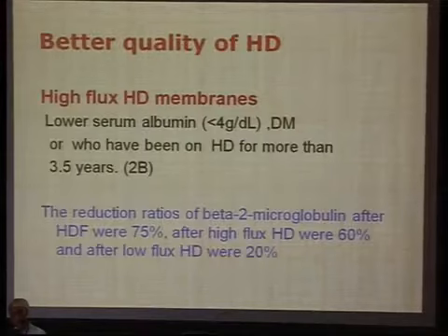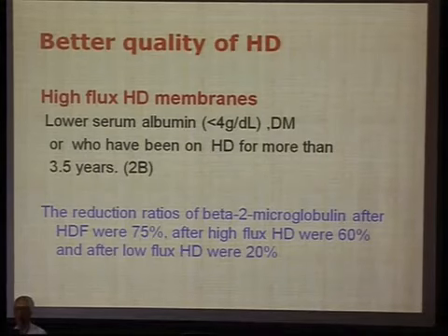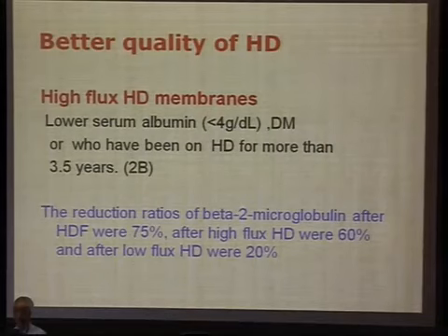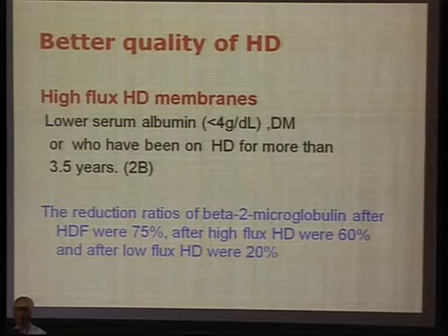Regarding a better quality of life in hemodialysis, for better quality you can use a high level of consumables, like a high flux hemodialysis membrane. And you can put the indication for high flux hemodialysis membrane. If you have a specific number of high flux membranes, you must put in the indication for high flux.